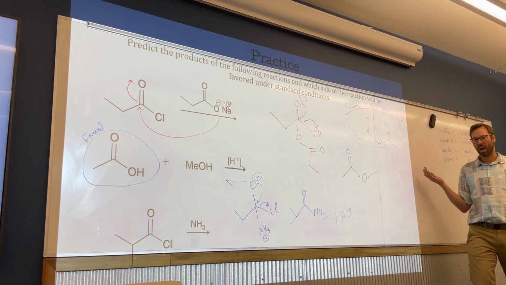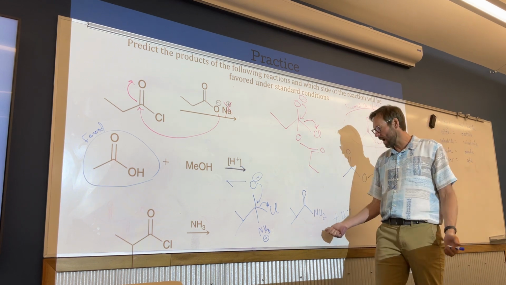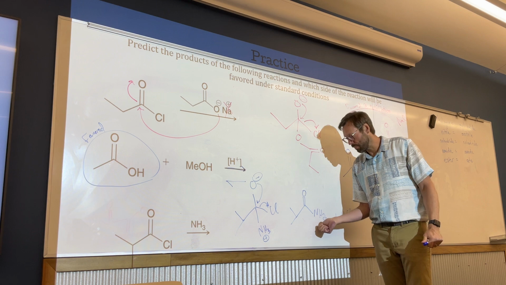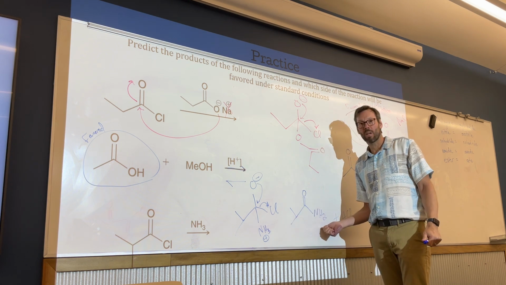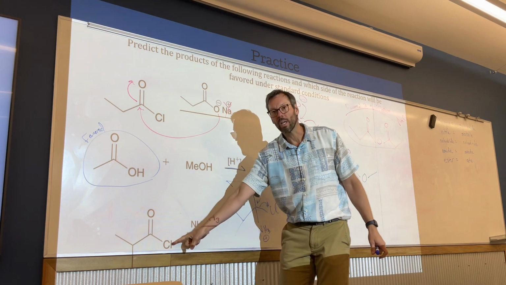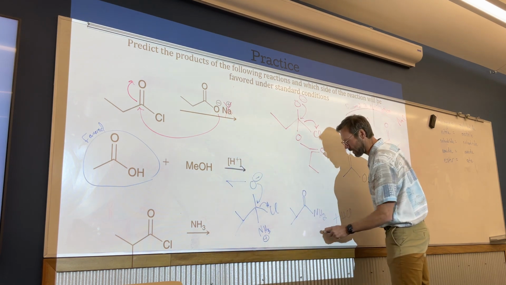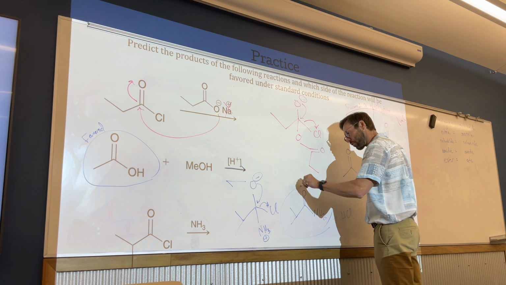And look, we have both ends of the extreme. We have an amine, which is the strongest base, least reactive, and a chlorine, weakest base, most reactive. So this will be favored at equilibrium.